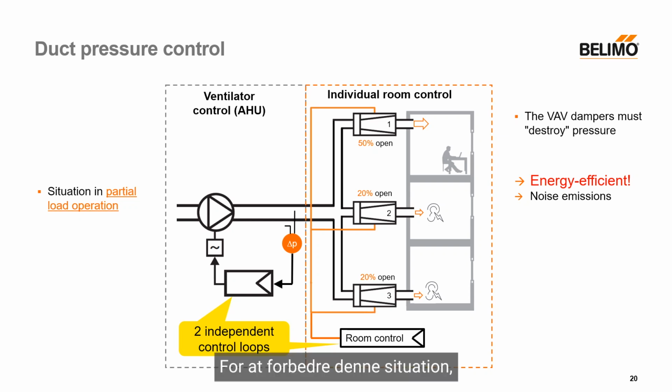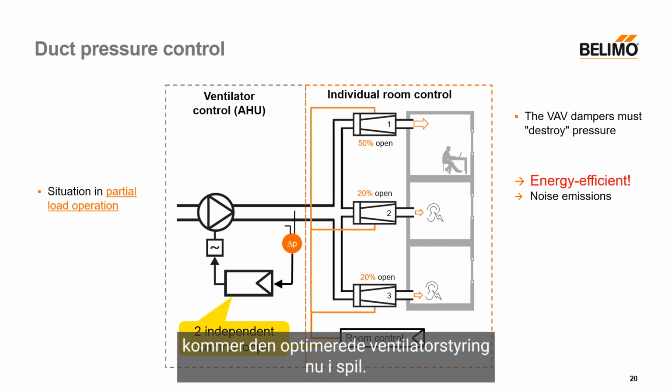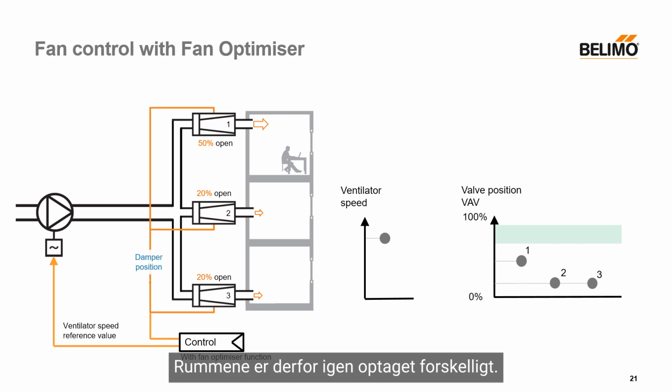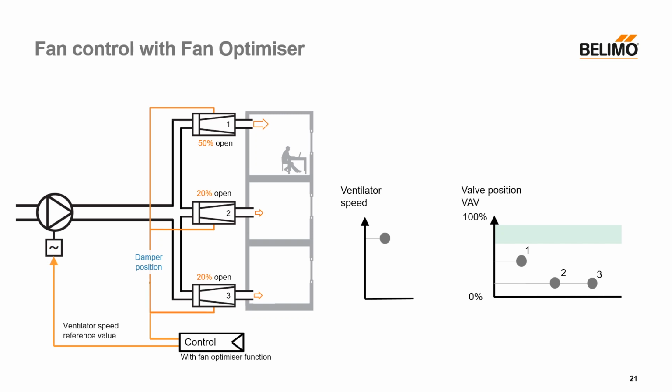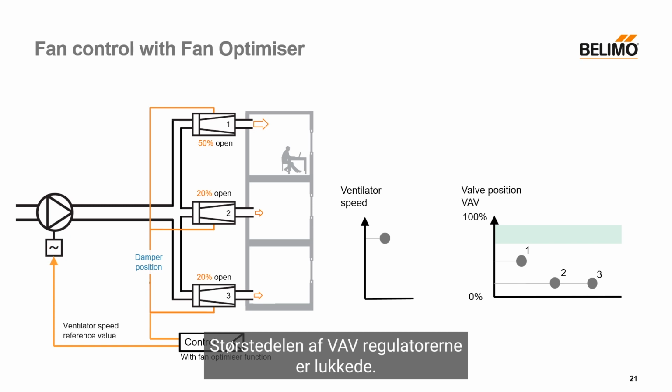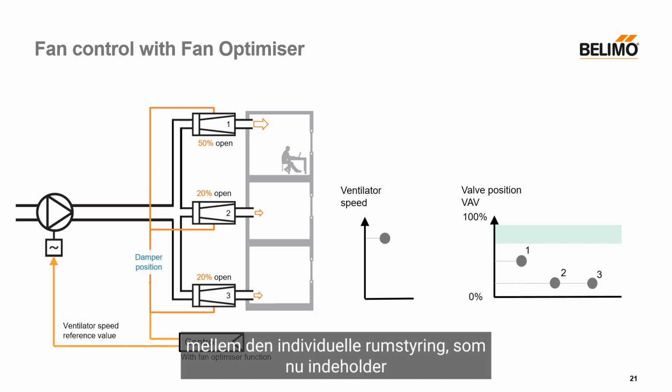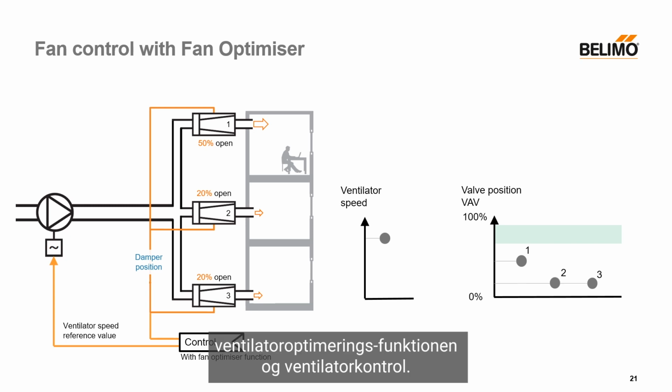To improve this situation, the optimized fan control now comes into play. Let's assume the same partial load case again. The rooms are therefore occupied differently again. The majority of the VAV controllers are closed. What is now different from the previous example, however, is an additional link between the individual room control, which now contains the fan optimizer function, and the ventilator control.